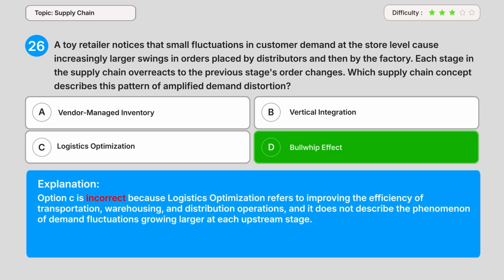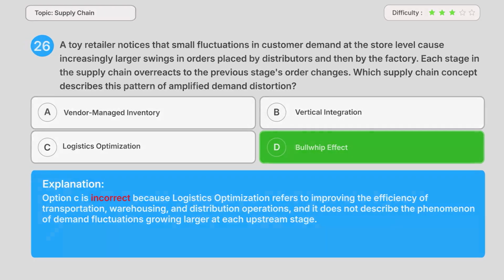Option C is incorrect because logistics optimization refers to improving the efficiency of transportation, warehousing, and distribution operations, and it does not describe the phenomenon of demand fluctuations growing larger at each upstream stage.